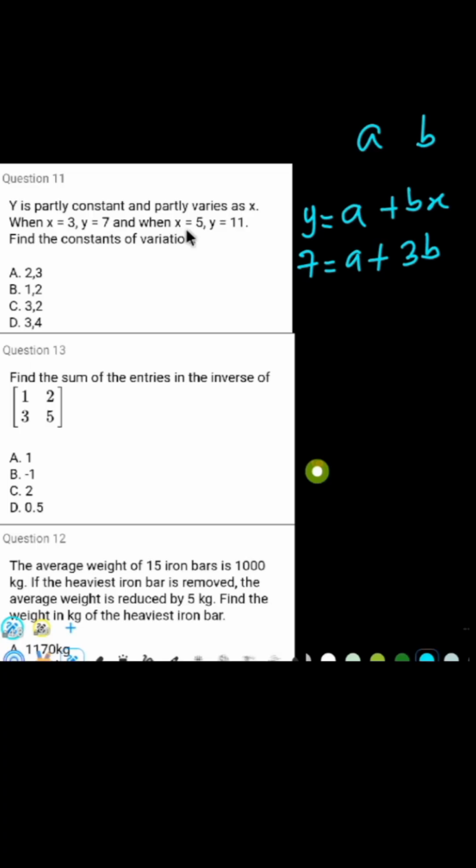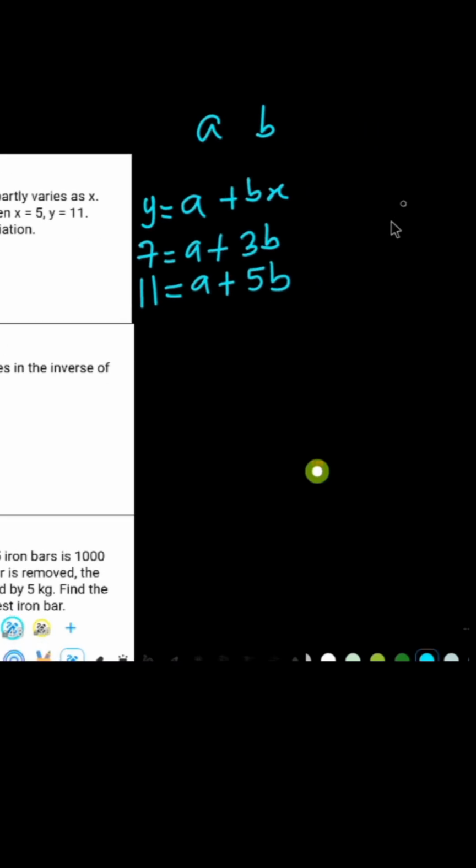Second step, x is 5, y is 11. So plug it in a second time. y is 11 now. Then x is 5, it will be 5b. So you have these 2 equations here that you need to solve simultaneously to get what the constants will be. So I'm going to make this equation 1, and this will be equation 2. To make it easy, the coefficients of a are already the same. So I'm going to subtract equation 2 from equation 1. So equation 1 minus equation 2.